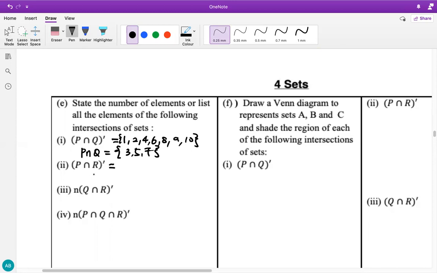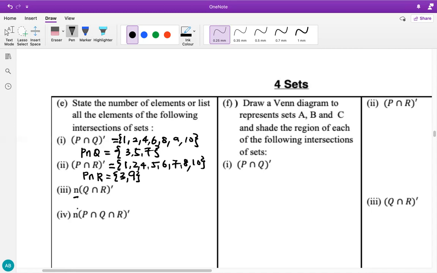So P intersect R prime will be apart from P intersect R. So P intersect R, we have 3 and 9, if not mistaken. So P intersect R prime will be 1, 2, 3, 4, 5, 6, 7, 8, and 10. All right, this is P intersect R. Then this is P intersect R prime. So you add these two sets together, you have 1, 2, 3, 4, 5, 6, 7, 8, 9, 10. That is the universal set.